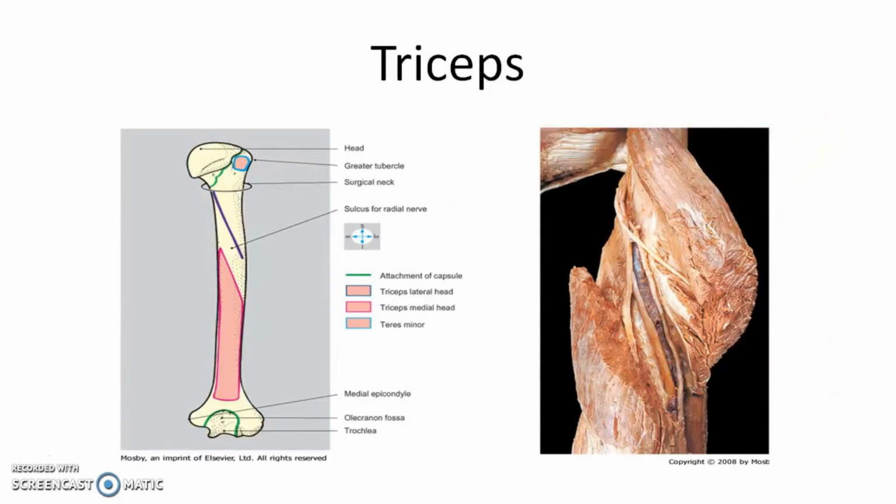And then this is the image. One is a cadaveric view and another one is a diagrammatic view. In the cadaveric view, you can make out 2 heads, the lateral and medial head, which are cut off. Here we have the medial head and this is the lateral head. If we remove them, we can make out the spiral groove or radial groove.